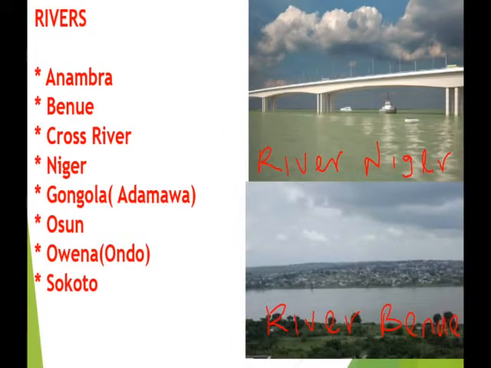Talking about rivers, we have different rivers in Nigeria. We have the Anambra River in Anambra State, the Benue River called River Benue, and River Niger. From the picture, you can see River Niger and River Benue. We have the Gongola River in Adamawa State, the Osun River, the Owena River in Ondo State, and the Sokoto River. So these are examples of rivers in Nigeria.